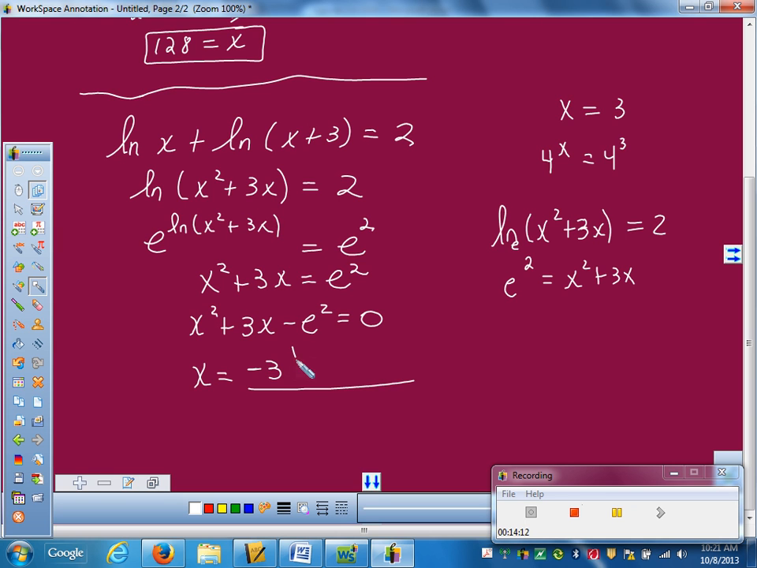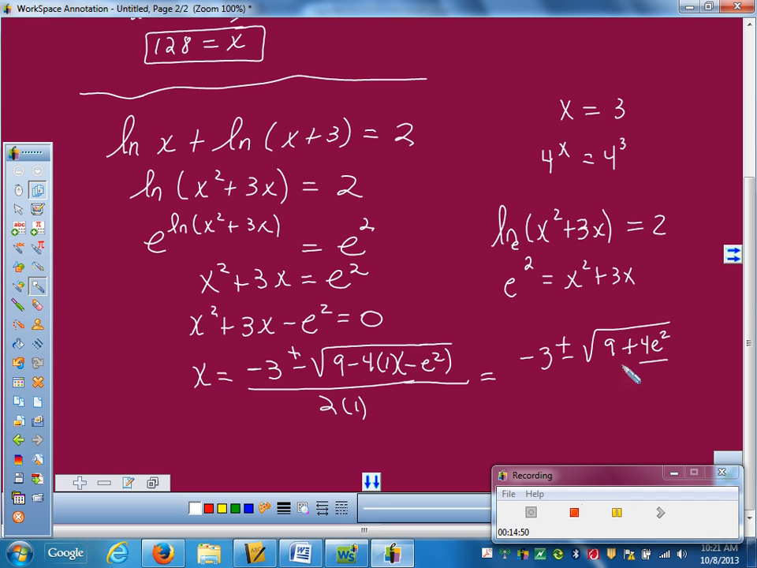Okay, so I'm doing negative b plus or minus the square root of b squared, which is 9, minus 4 times a, which is 1, times c, which you just put in as negative e squared, all over 2 times 1. Now, I highly recommend you put this all in your calculator at once. Don't do it in pieces. I would clean this up a little bit before I try to put it in my calculator. Since I have 2 negatives, that's actually 9 plus 4e squared over 2.